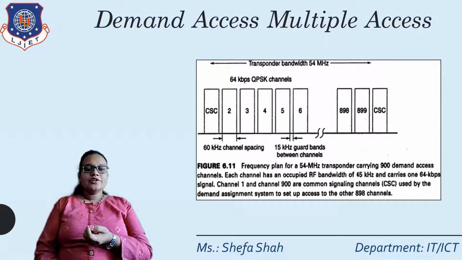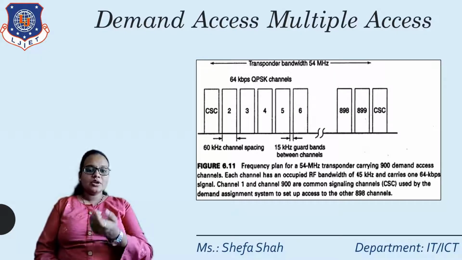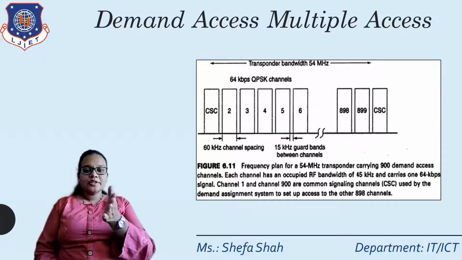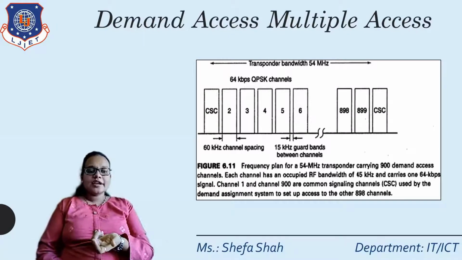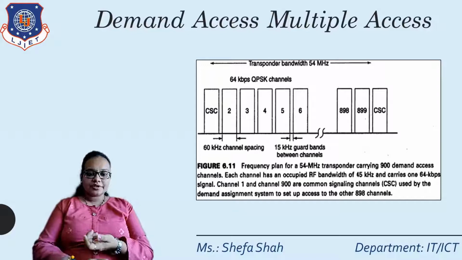Right, now when you see there are channel numbers 2, 3, 4, 5, in between there is some gap. That particular gap is a 15 kilohertz guard band, to avoid adjacent channel interference.